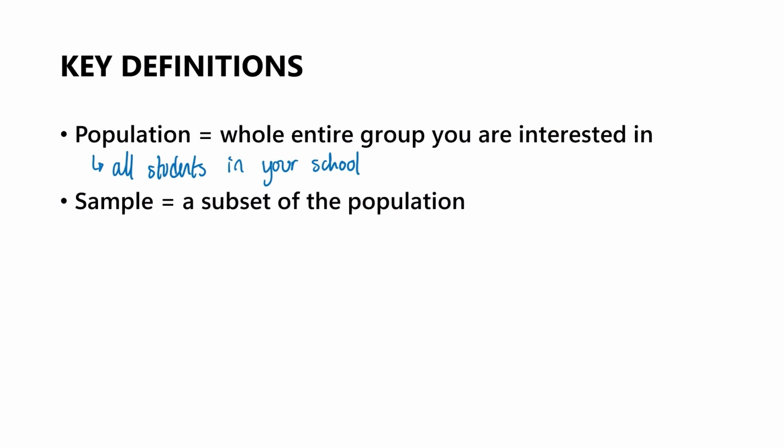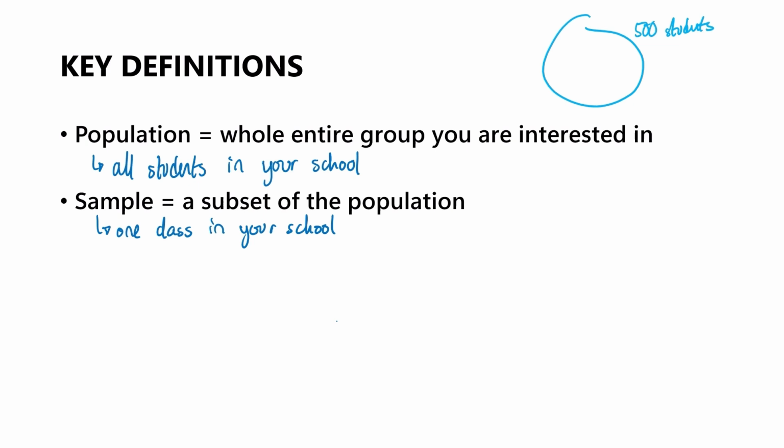Next up, we have sample. This is just a subset or a small part of that whole population. For example, it could be just one specific class in your school. Now let's say there are 500 students in your school. This would be the population. Now a sample would be, say, just one class in your school, which could be, say, 30 students.